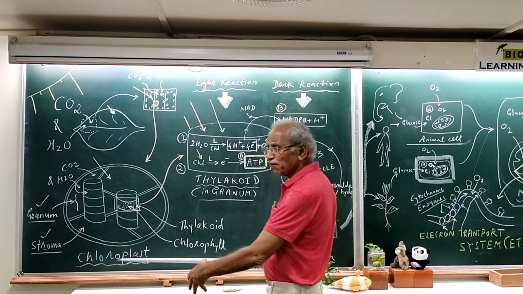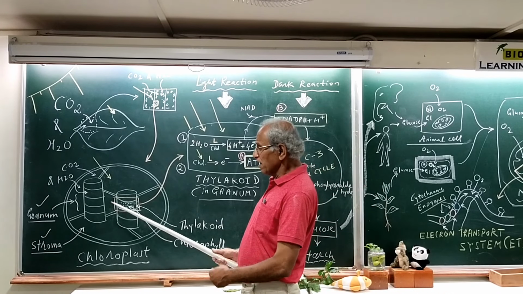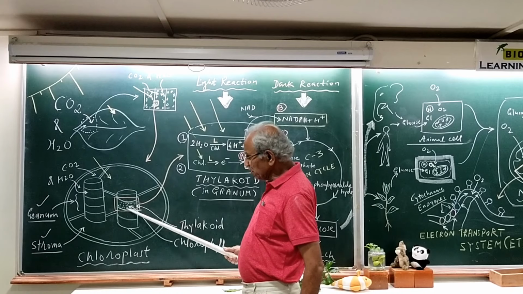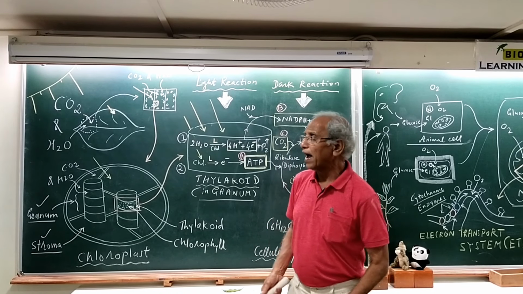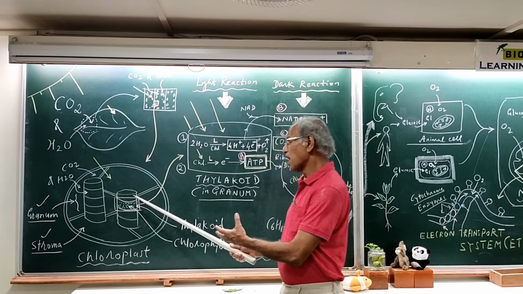The entire process of photosynthesis occurs here. You are probably aware that inside the granum certain reactions occur, and outside the granum, that is in the stroma, other reactions occur.